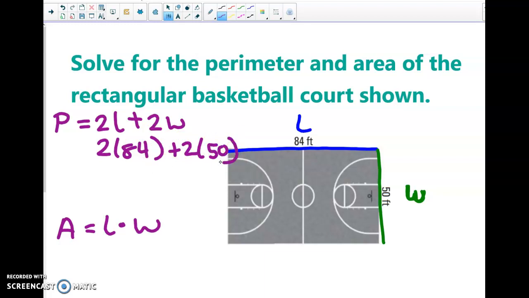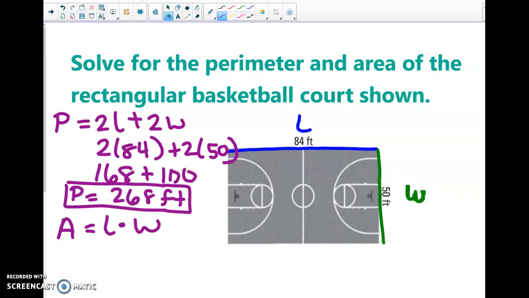Alright, it should look like that. Take a minute and simplify what the perimeter is. If you got 268 feet, you are correct.